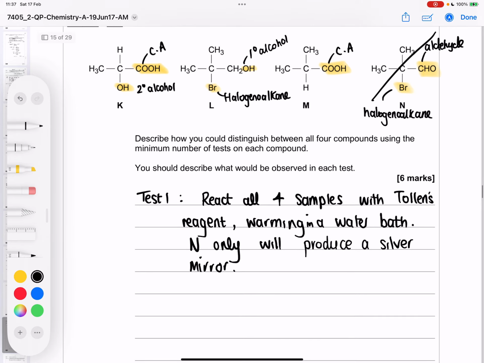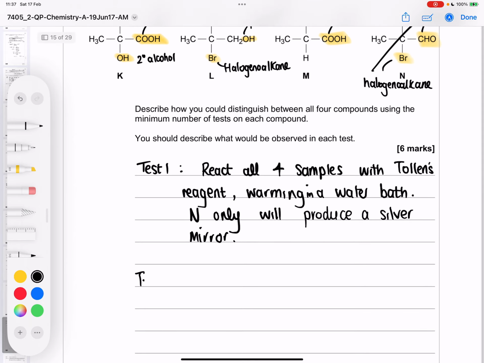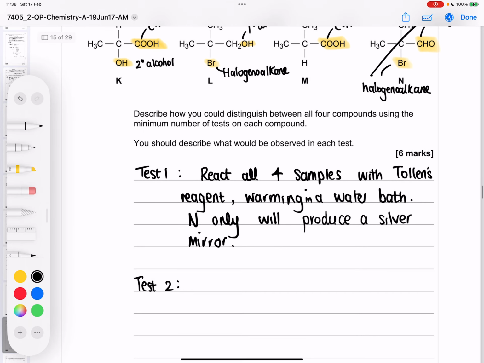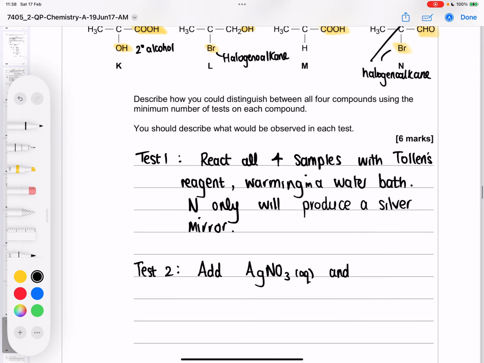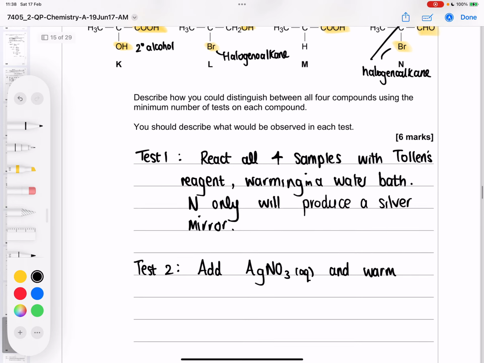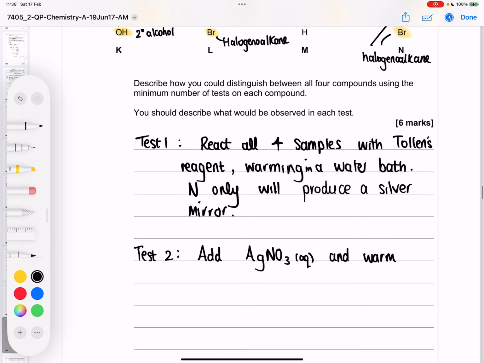And by crossing that out, I now only actually have one thing that is a halogenoalkane. So I'm going to try and find that by doing test 2. My test 2 is going to be to add silver nitrate solution to the samples and warm. You may need a bit of ethanol as a mutual solvent here if you were doing this in the lab. And then a cream precipitate. Actually, we should write the full word.